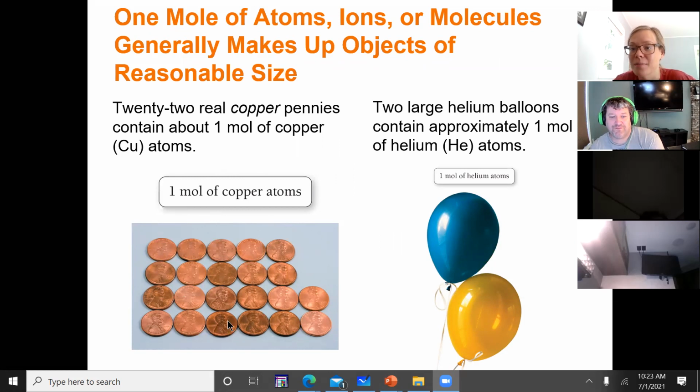Oh my gosh, so much, right? There are so many atoms. That's why we need this chemist's dozen. 1 mole of helium, again, 6.022 times 10 to the 23rd helium atoms, takes up about 2 balloons. So we're talking about an everyday amount. So when I say I've got a mole of platinum, we're not talking about something as big as the universe or as small as a cell. We're talking about something I could hold in my hand.